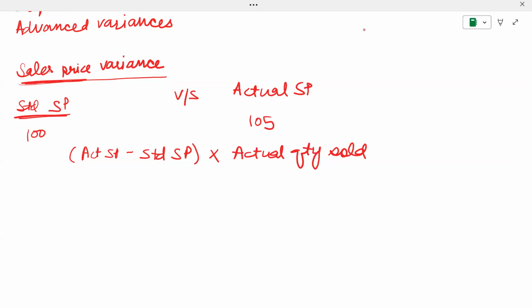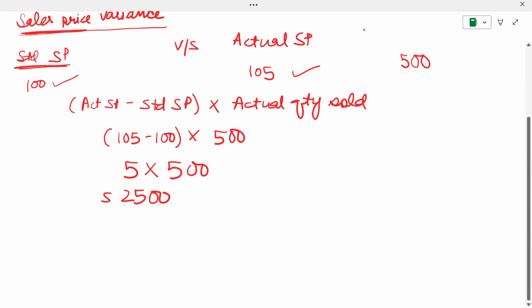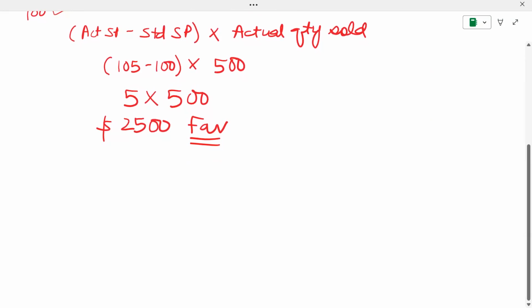So let's suppose we actually sold 500 units. So we were thinking that we will be selling 500 units at the rate of 100 per dollar, but we actually sold it for 105. So basically the difference, which is 105 minus 100 multiplied by actual quantity, which is 500. So I have earned extra $5 on each unit, and so that means $2,500 is my favorable sales price variance. That means how much ever I had estimated the revenue to be, I have earned $2,500 more than that estimate.